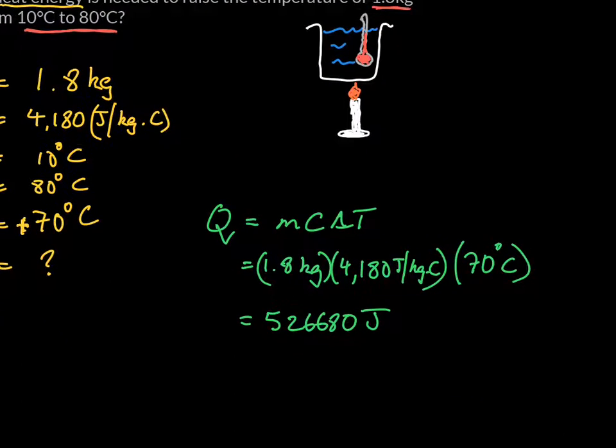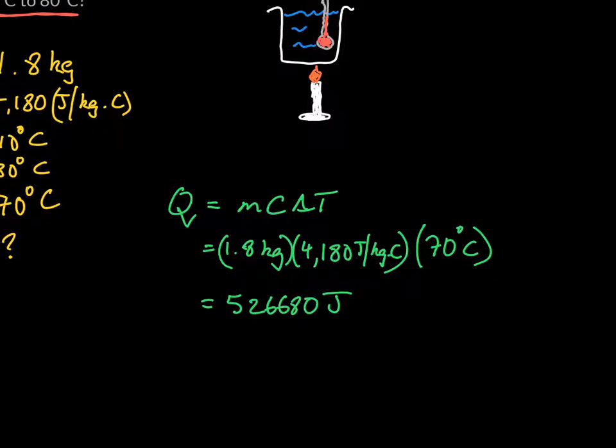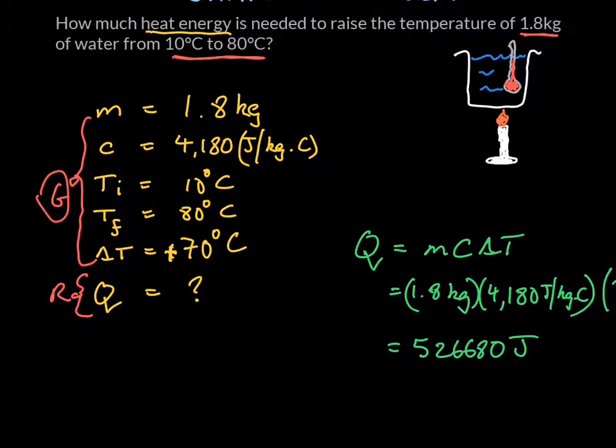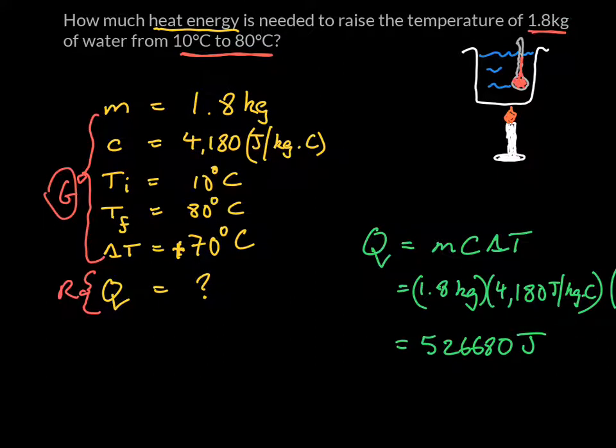And if we look over in terms of, so we put it into the formula, Q is equal to MC delta T. We'll see that the Q value is what we're looking for. The mass is here, the C value is here, and the delta T is here. And we get a value in joules, 526,680 joules. So that is, if you like, how much heat energy was needed to raise the temperature of water from beginning temperature to a final temperature.